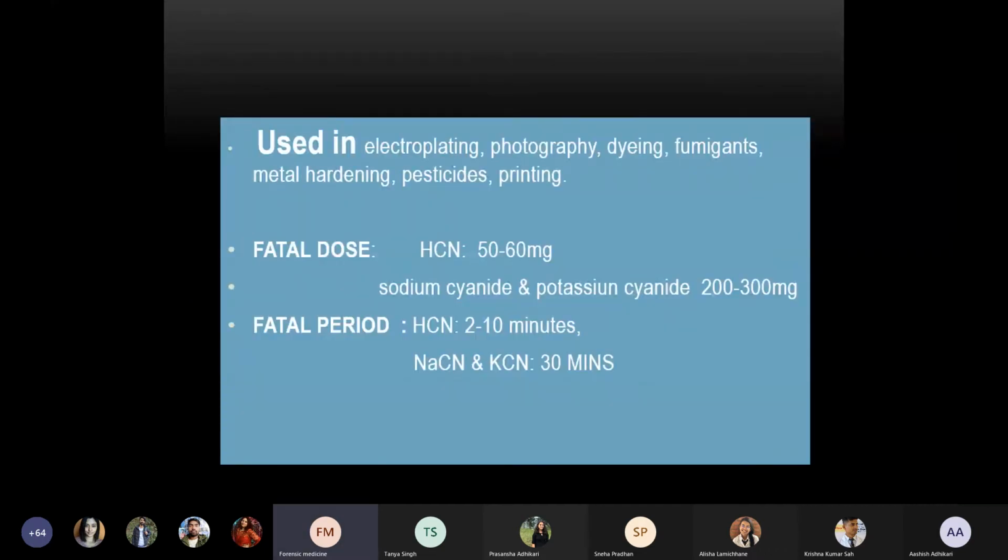Used in electroplating, photography, dyeing, fumigants, metal hardening, pesticides, and printing. The fatal dose of hydrogen cyanide is 50 to 60 mg, and of sodium and potassium cyanide is 200 to 300 mg. The fatal period is 2 to 10 minutes for hydrogen cyanide, whereas for sodium and potassium cyanide it is half an hour. So among these three, hydrogen cyanide is the most toxic.